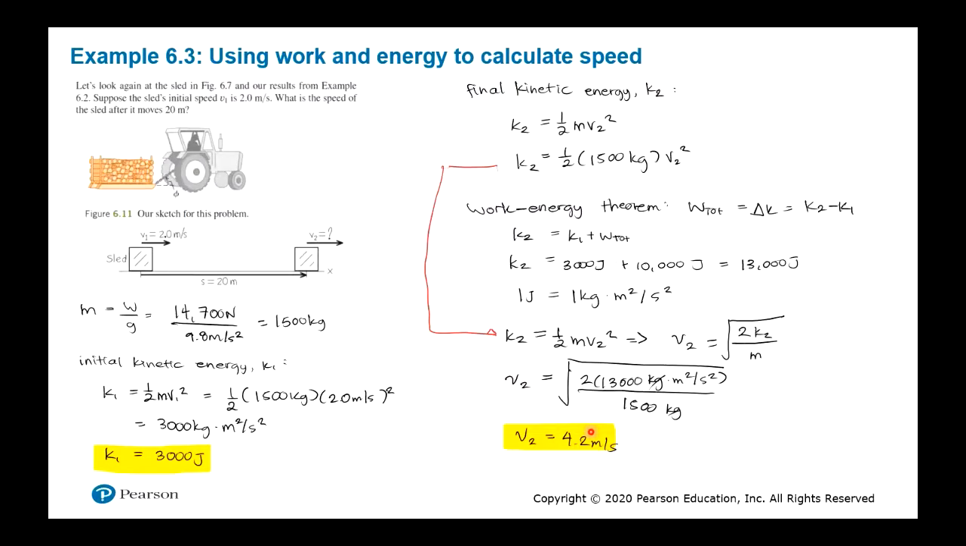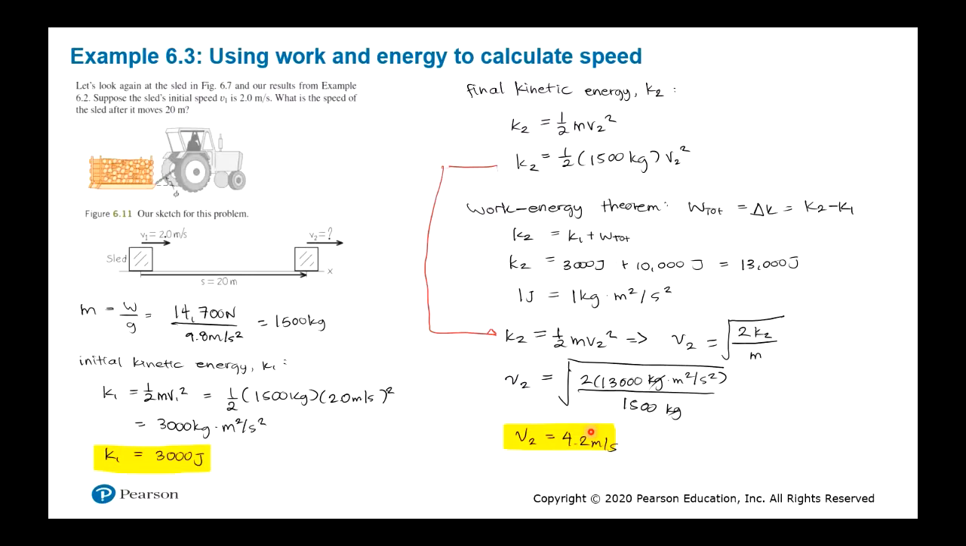We have our results from example 6.2. So suppose the sled's initial speed is V1 equal to 2 meters per second. What is the speed of the sled after it moves 20 meters?